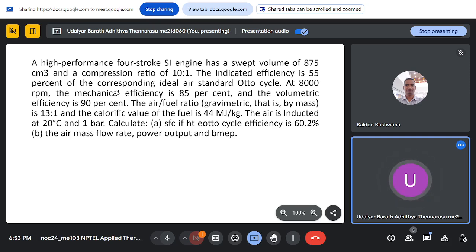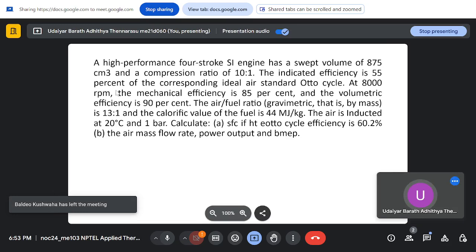So moving on to the next question. A high performance 4-stroke SI engine has a swept volume of 875 centimeter cube and a compression ratio of 10.1. So the indicated efficiency is 55% of the corresponding ideal air standard Otto cycle. At 8000 rpm, the mechanical efficiency is 85% and the volumetric efficiency is 90%. The air fuel ratio, that is gravimetric, that is by mass, is 13:1 and the calorific value of the fuel is 44 megajoule per kg. The air is injected at 20 degrees Celsius and 1 bar. Calculate the specific fuel consumption in the Otto cycle efficiency of 60.2%, and air mass flow rate, power output and brake mean effective pressure.